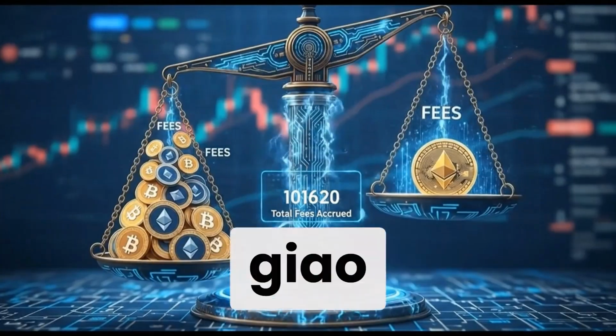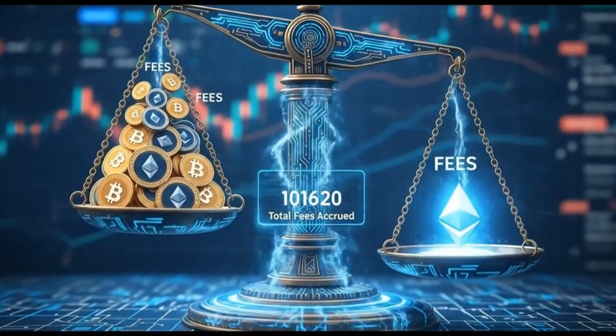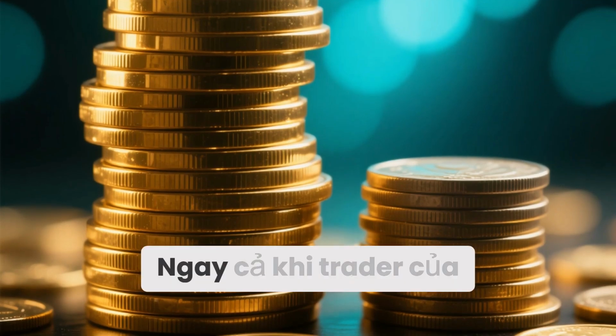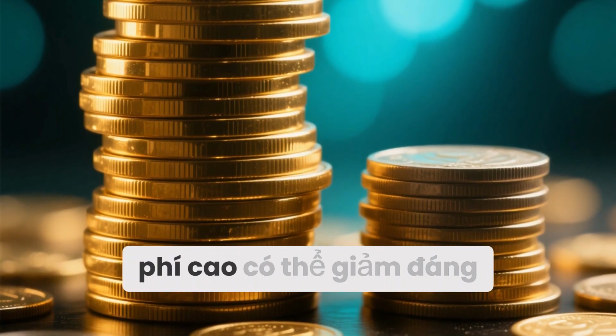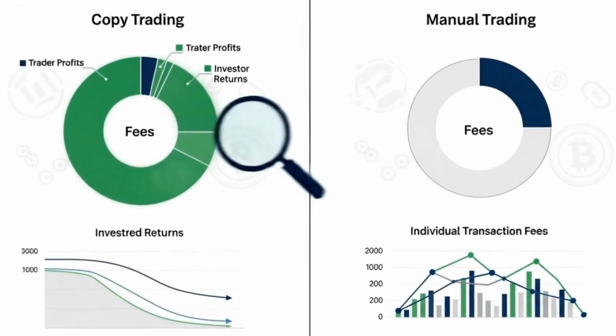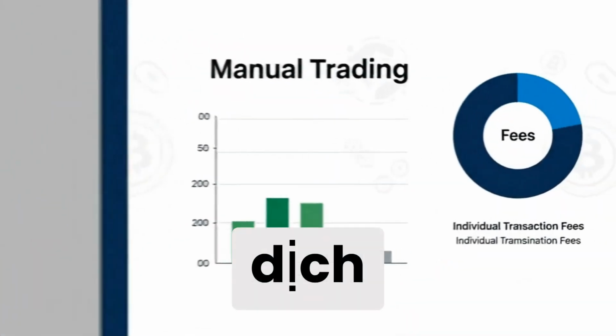The role of fees in copy trading. Copy trading involves frequent transactions, which means fees add up over time. Even if your trader is profitable, high fees can reduce your net returns significantly. This is why fee structure matters more in copy trading than in manual trading.